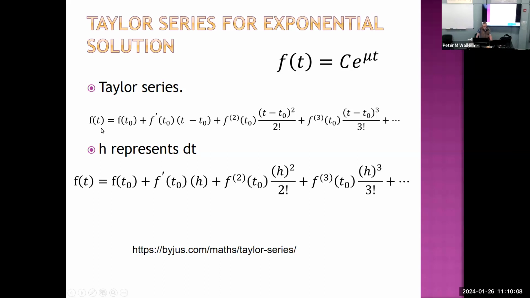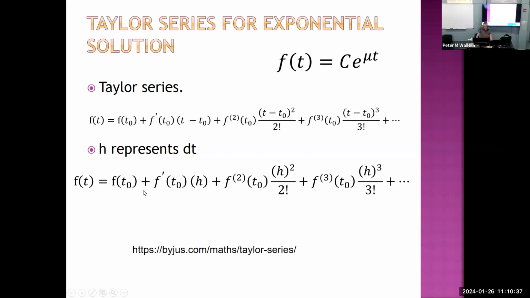Okay, so anyway, the Taylor series is the function f at some t0. So this is f at time t, and we have f at t0. Then we have the derivative at t0 times t minus t0. Then we have the second derivative at t0 times t minus t0 squared over 2. Then we have the third derivative at t0 times t minus t0 cubed over 3 factorial. So that's an approximation of this solution.